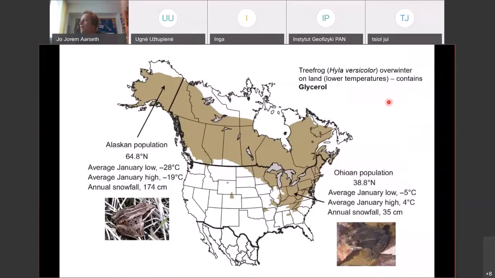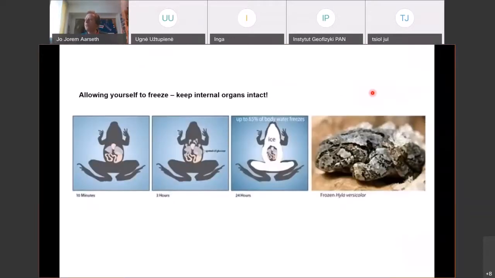They contain a lot of glycerol, which is maybe the English word. When the winter approaches, they start to produce glycerol and store it in the body. And you will see now why, because that will prevent freezing.